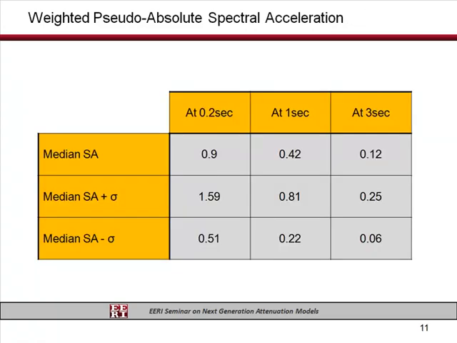Now, we can also choose to look at the values at particular periods. For example, here we're looking at the equally weighted average as median, median plus sigma, and median minus sigma at 0.2 seconds, at 1 second, and at 3 seconds. We can see here that the SA values decrease going from 0.2 to 1 to 3 seconds, as we expect.